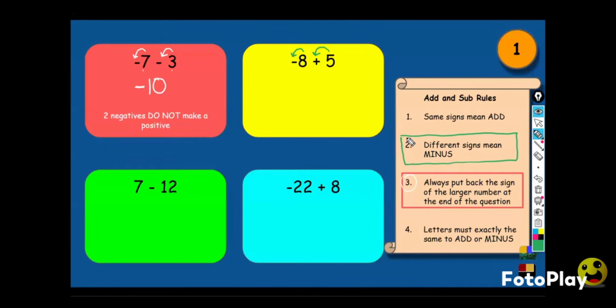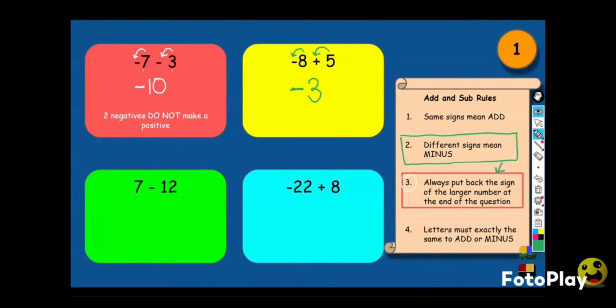So picture 8 and 5 in your head. Forget the signs now. Just picture 8 and 5. Minus 8 and 5, and you'll get 3. And according to rule number 3, you always put back the sign of the larger value. Which one is larger, 8 or 5? 8. What sign does the 8 carry? The 8 is carrying a minus sign. So the answer is minus 3.